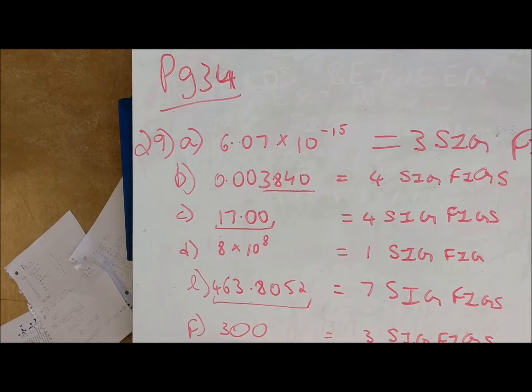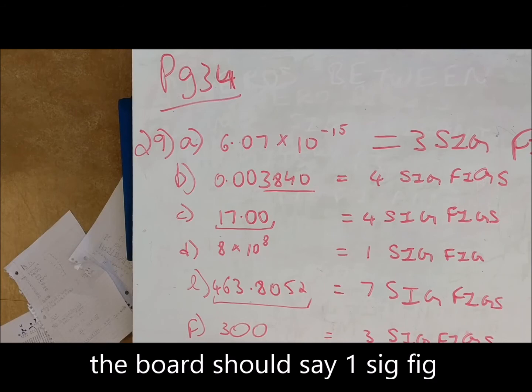29E is 463.8052. You can see that this has a 0, but it's trapped between two significant figures. So all you do is just count the numbers in this, because they all are significant, which makes this question have 7 sig figs. Part F, 300. As you can see, there is no decimal point to the right of the zeros, which means that the 2 zeros do not count, making it have 1 sig fig.